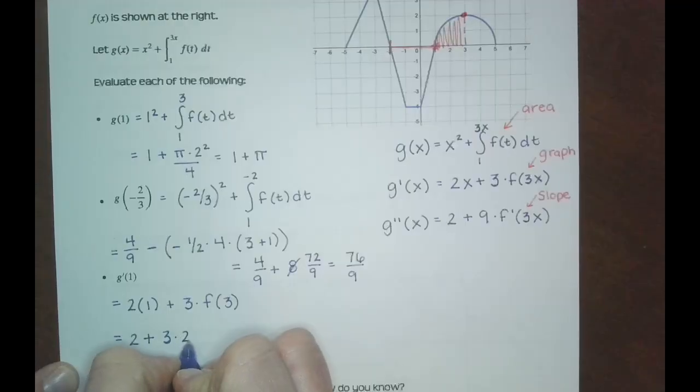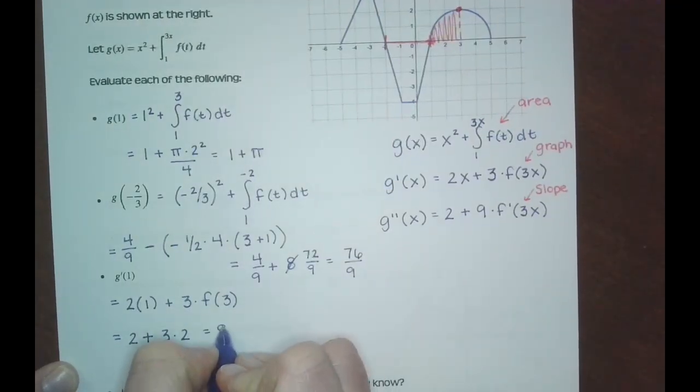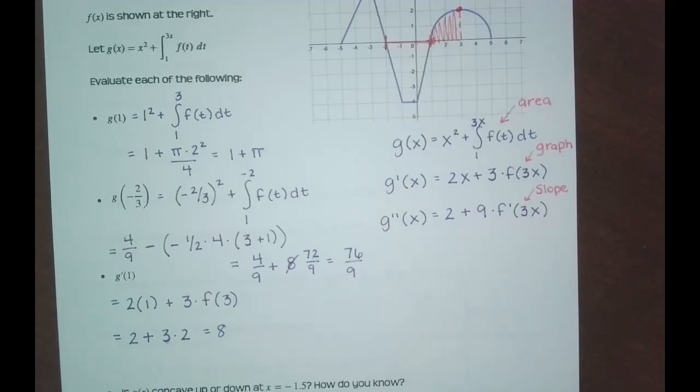This one's actually easier, right? Without having to do that area. That's 6 plus 2, so that's 8 as my answer there. That's g prime of 1.